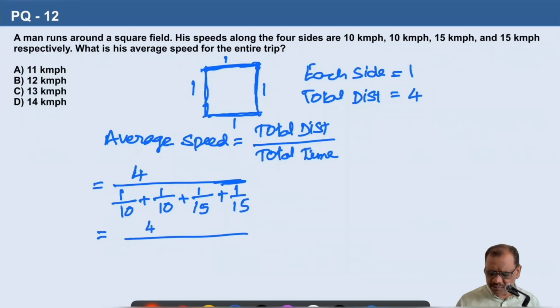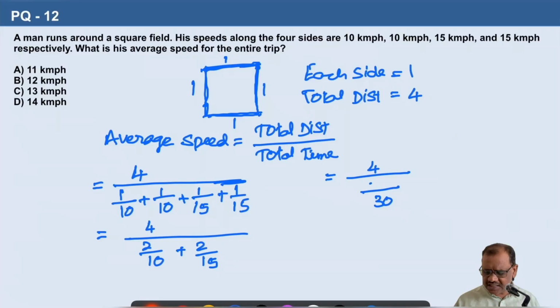1 by 10 plus 1 by 10 is 2 by 10. 1 by 15 plus 1 by 15 is 2 by 15. So let us simplify this. 10 and 15 LCM is 30. 4 by 30 is the LCM.